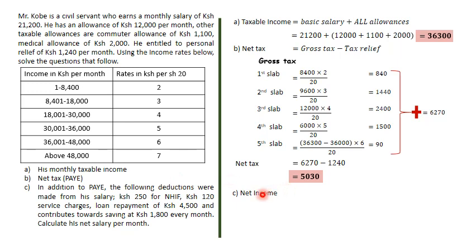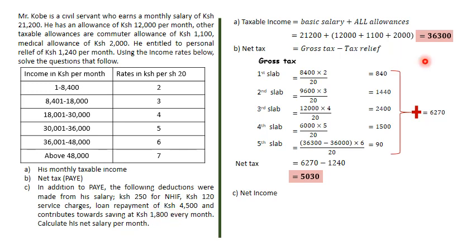Moving on to the last part, we are told net income, which we said is the amount of money the person finds in their bank account. You see, besides net tax, this person also contributes 250 to NHIF, 120 for service charge, 4,500 for loan repayment, and 1,800 towards savings. So all of these four figures, 250, 120, 4,500, and 1,800, do not go to the account. The first one goes to NHIF, the next one to service charge, the next one to loan repayment, the other one to savings.